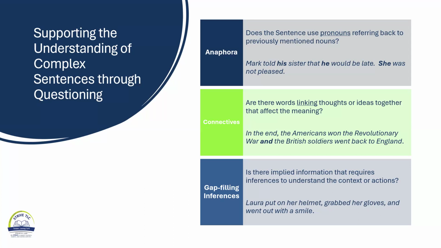So in this sentence, Mark told his sister that he would be late. She was not pleased. So Mark told his sister, so his is referring back to Mark, that he would be late. He refers back to Mark. And she was not pleased. She is meaning the sister. So breaking these down and talking about what each of these pronouns is referring back to can help students unpack those sentences and understand them better.